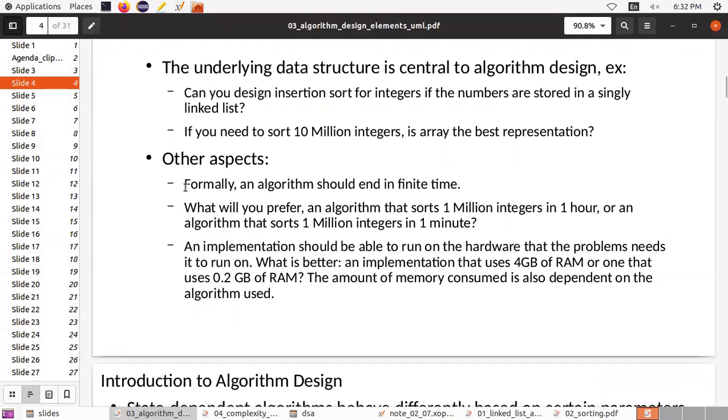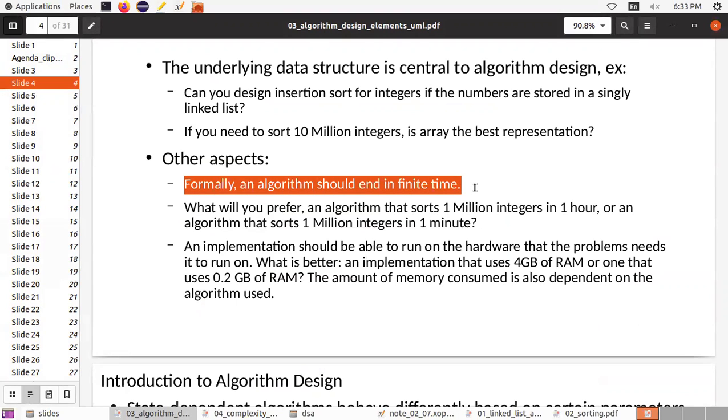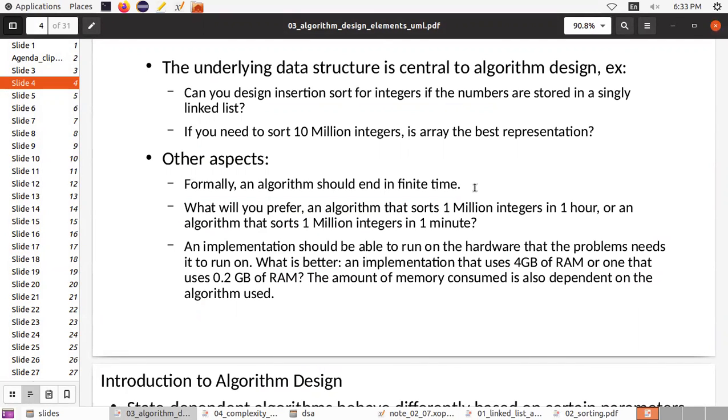Other aspects, remember that formally an algorithm should end in a specific amount of time. Esther, your first question is wrong. It does not mean that the singly linked list is always sorted. Now, what are the ways of sorting a singly linked list? You can apply any of the techniques. But the problem is sorting of a linked list takes a lot of time. It does not mean that a singly linked list is already sorted.